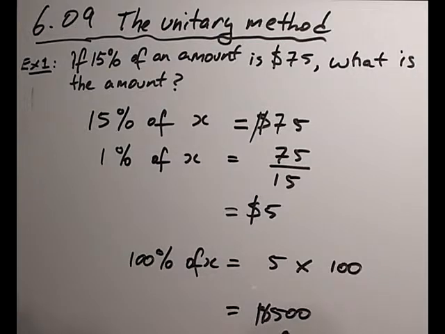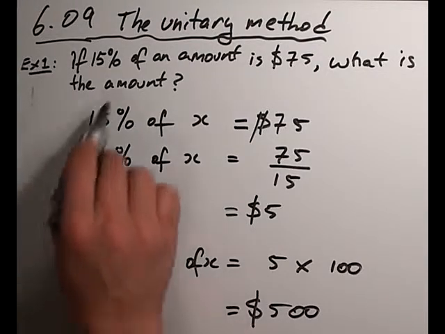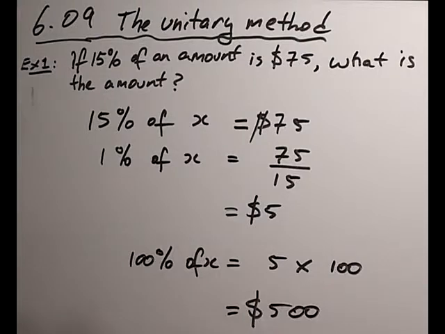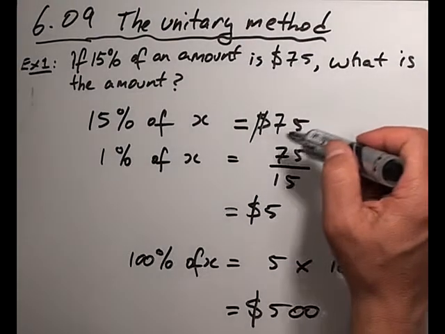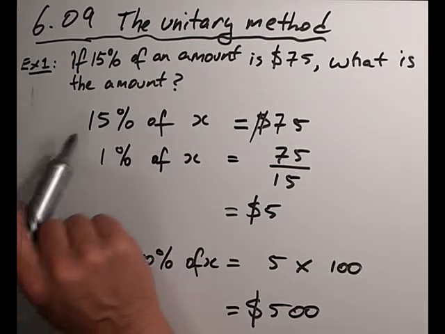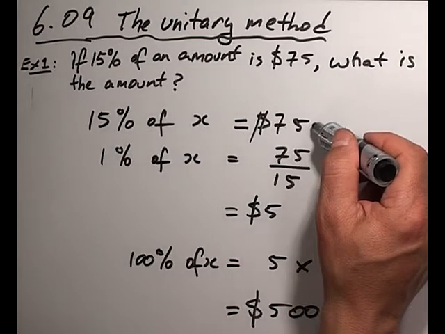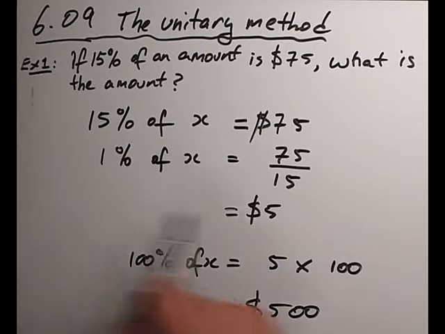So 100% of X, sorry, that's a bit messy, I'll write that again. So that works out to be, of course, $500. So that means 100% of X, or the total value, the whole amount X, is $500. How did we do it? We used the unitary method. We first worked out what is 1%. I'm given 15%. So I divided my 15% amount by 15 to get 1%. Once I know what 1% is, to get 100%, I multiply that by 100, and that gives me my whole amount.